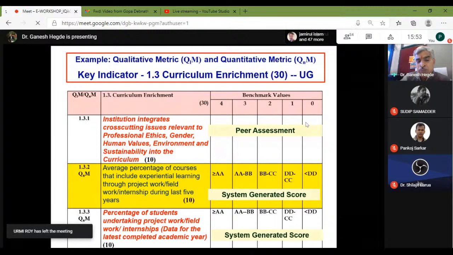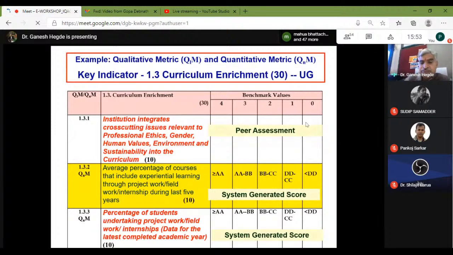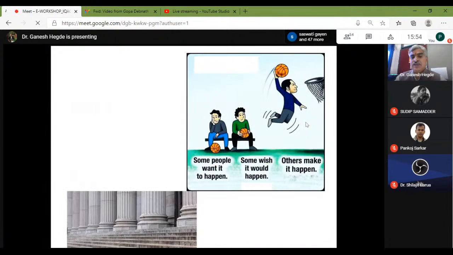Now, 1.3.2, 1.3.3 talk about the quantitative metrics. For all the quantitative metrics, NAAC has made some benchmarks. Those benchmarks are confidential documents at NAAC, and they are not publicly available. But the peer assessment will be done on the on-site visit. That is also on a 0 to 4 scale. So the team or the DVV should not give either 2.2 or 3.2 like that. They have to give the full integer so that the calculation becomes easy.